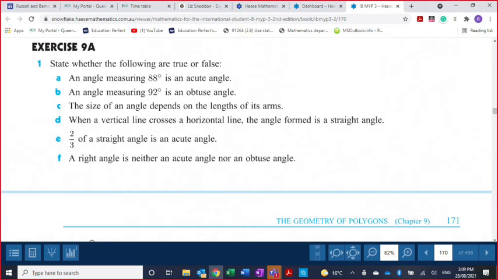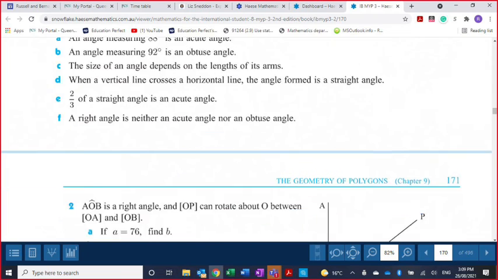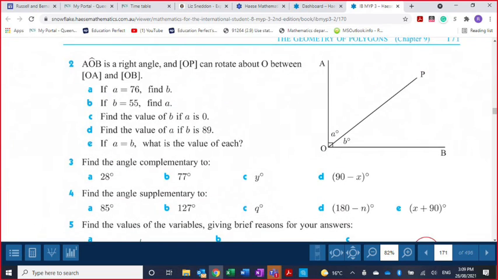2/3 of a straight angle is an acute angle. Well, I think we did this one, but that's okay. So if you have a straight angle, 2/3 of a straight angle would be like around there. Is this angle formed an acute angle? No way. That's bigger than 90 degrees. Obtuse. It's obtuse. Excellent. A right angle is neither acute nor obtuse. True or false? True. It's a special case. It's its own thing.